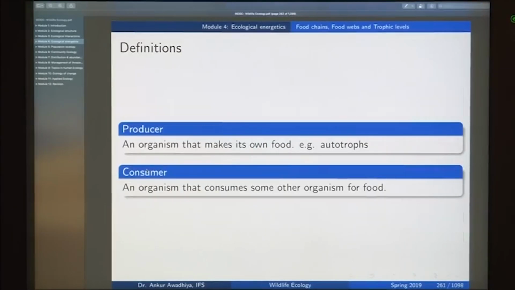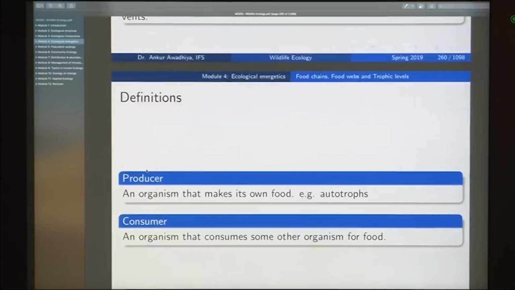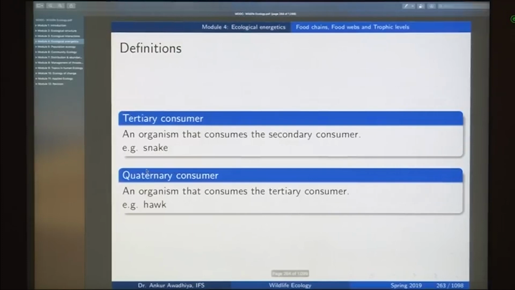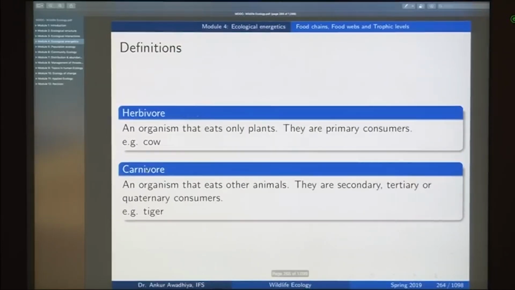Then we define producers and consumers. Producer is an organism that makes its own food. Consumer is an organism that consumes some other organism for food. Then consumers are divided into primary consumer, secondary consumer, tertiary, quaternary and so on. So, primary is the one that is feeding on the producers, secondary feeds on primary, tertiary feeds on the secondary, quaternary feeds on the tertiary and so on.